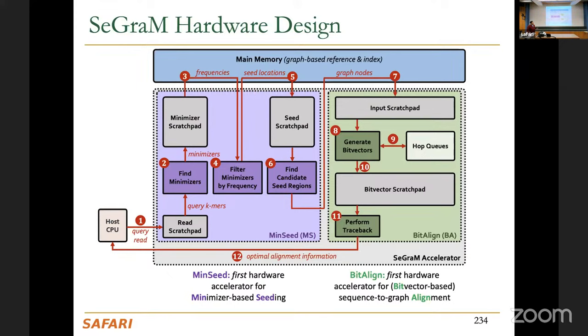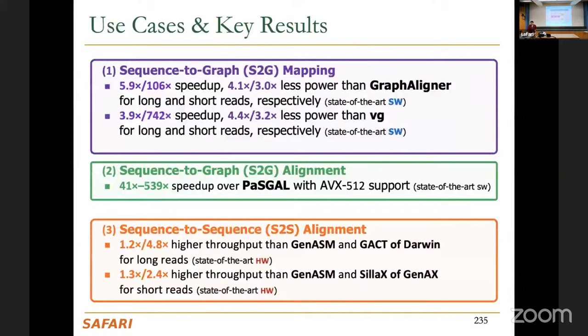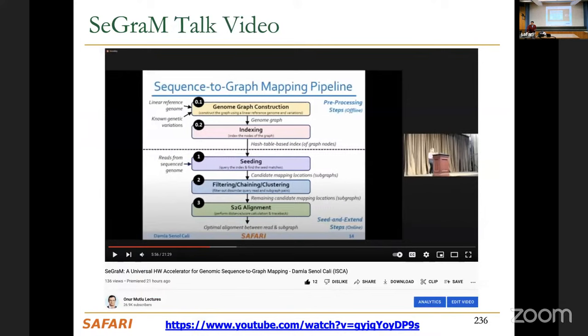And in the alignment part of it, apart from some clever techniques, we also rely on the algorithmic and hardware improvements that we propose in Genesim. And by doing so, as you can guess, we get significant speed ups and energy improvements by co-designing hardware and software together. And this is the ISCA talk from Damla. Again, you can watch this if you're interested.